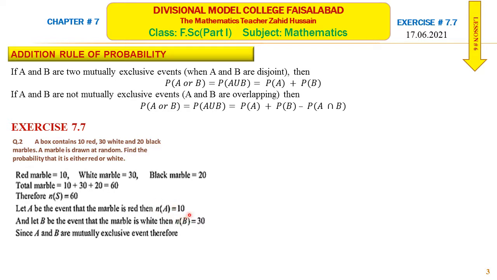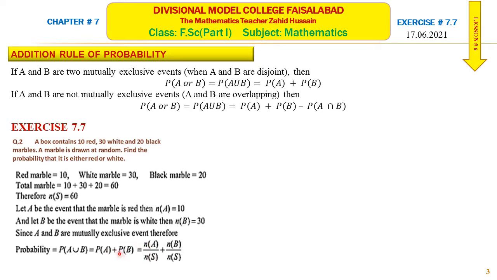This is the event in which there are red marbles. This is the event in which there are white marbles, and nothing is common. So it means this is a mutually exclusive event. And to find the probability of a mutually exclusive event, we will use the sum law, the addition rule of probability. So probability of A union B, or probability of A or B, is equal to probability of A plus probability of B.